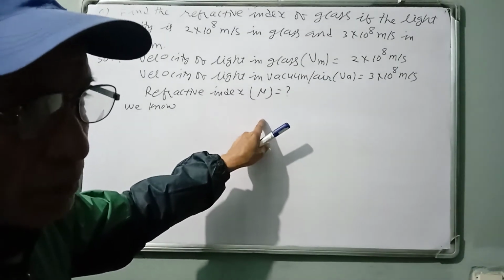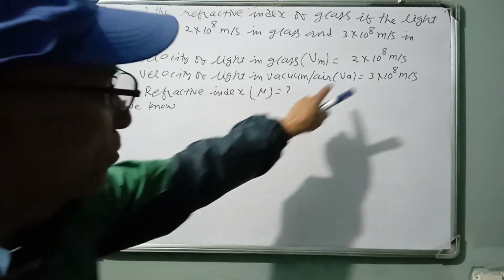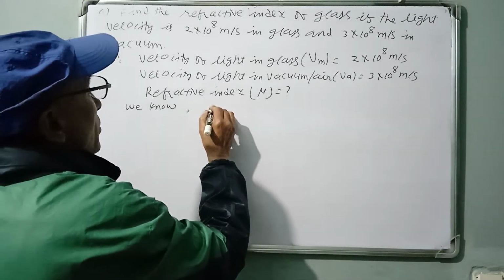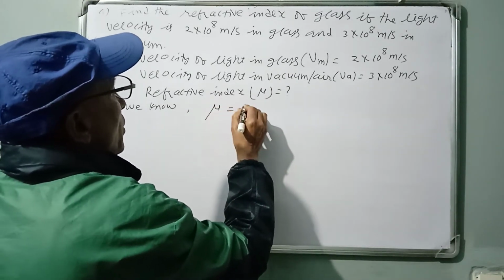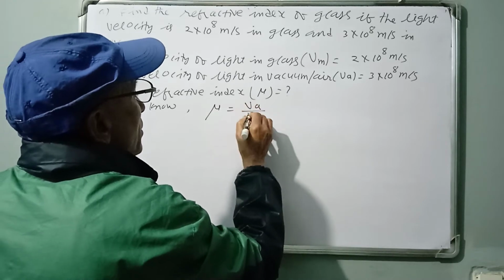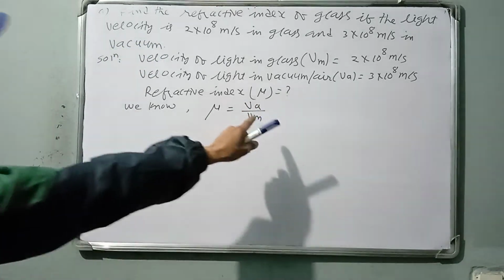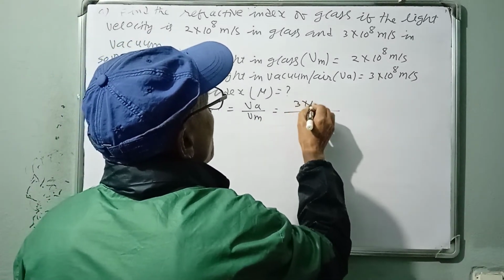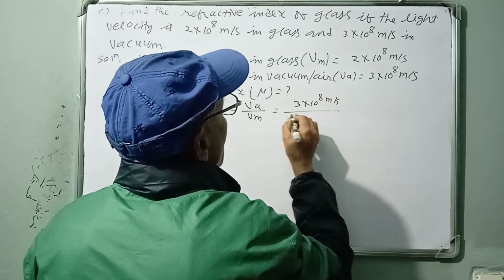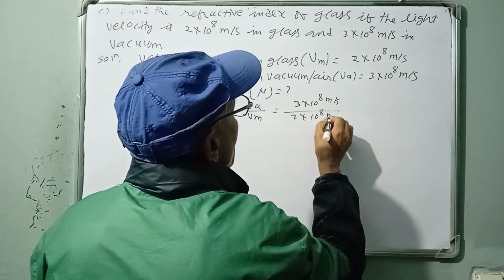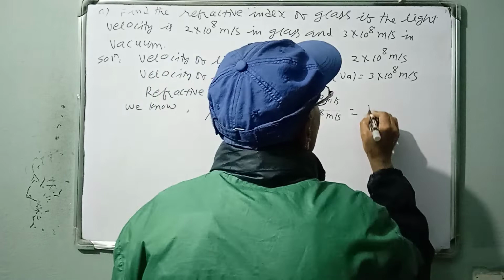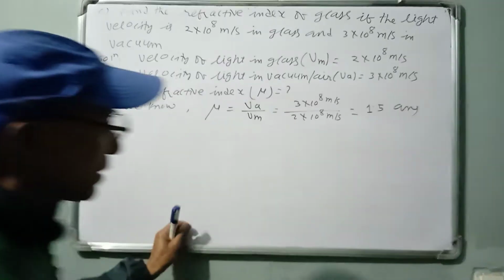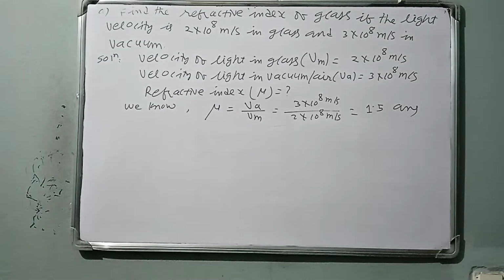Now we know what formula is used? Real depth by apparent depth? No. Sin i by sin r? No, because angles are not given. Only velocity is given. So refractive index equal Vа by Vm, velocity of light in vacuum upon velocity of light in the medium. 3 into 10 to the power 8 meter per second, 2 into 10 to the power 8 meter per second. Cancel, 1.5. So the refractive index of glass is 1.5.